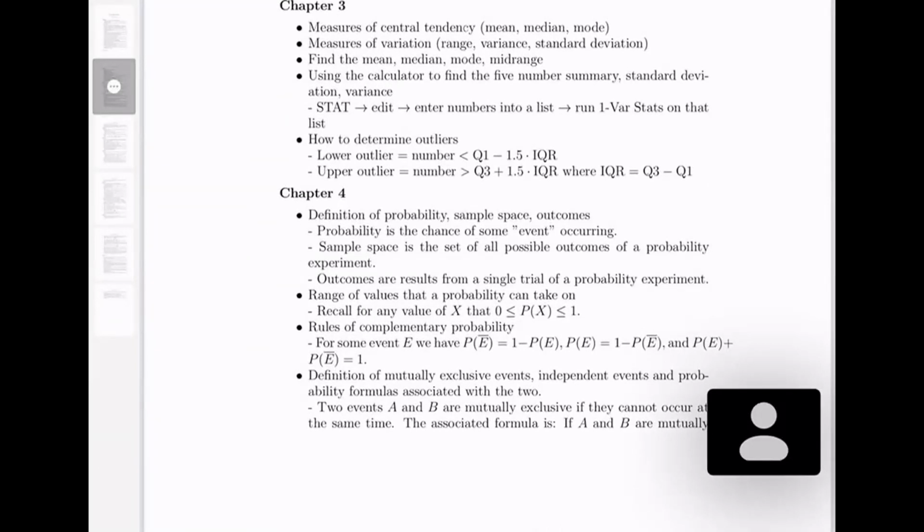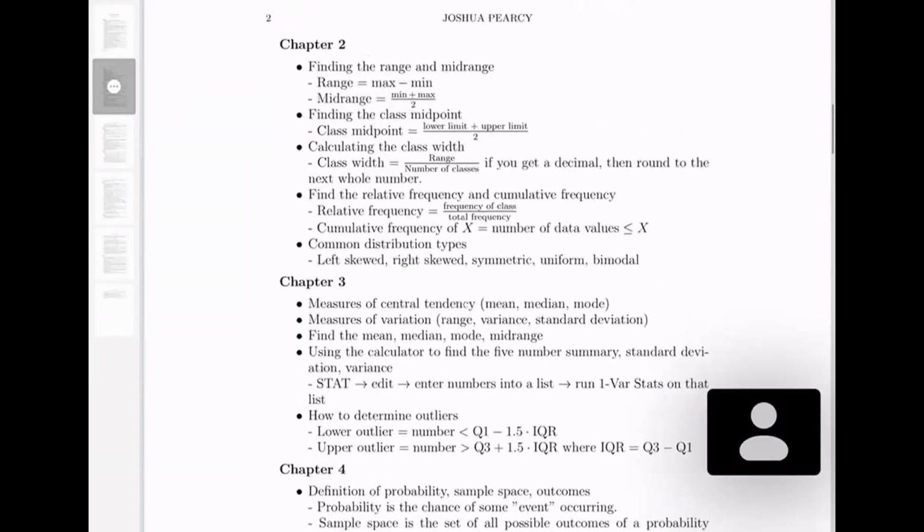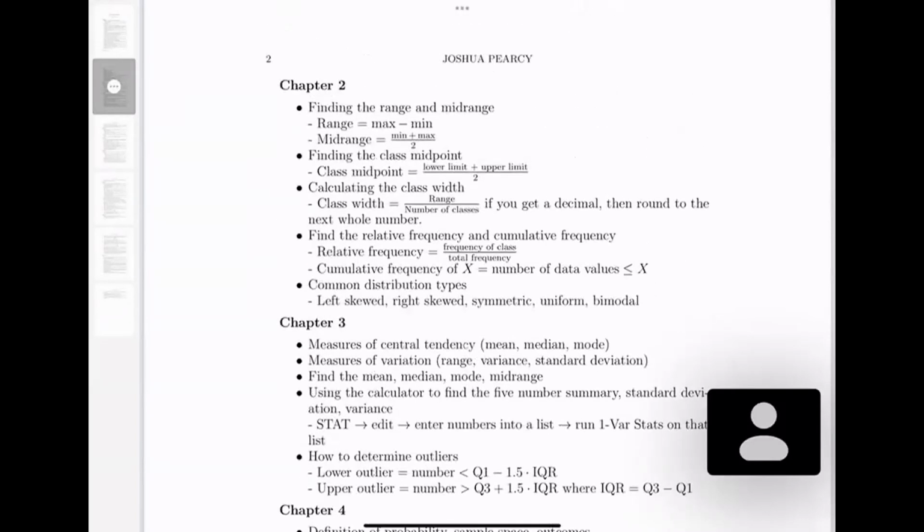Then the next thing it says is find the mean, median, mode, and mid-range. To find the mean and the median, you can just plug it into the calculator and run one variable statistics on it. It'll tell you the mean and the median. To find the mode, you look for the number that occurs most often and more than once. If no number does that, then there's no mode. And for the mid-range, you use the formula above. You take the max plus the min and divide by 2.